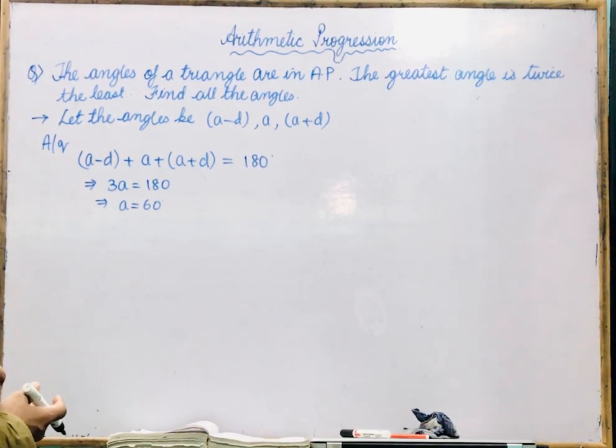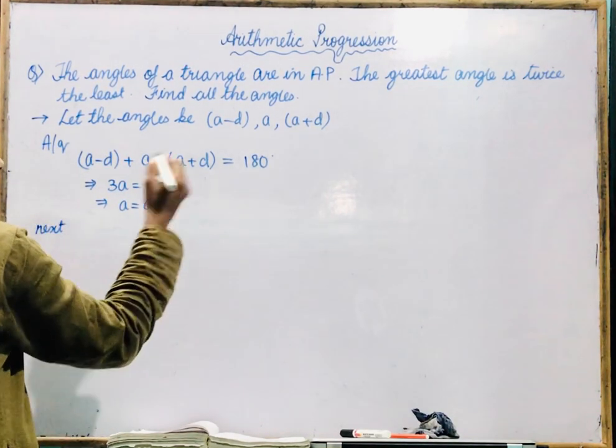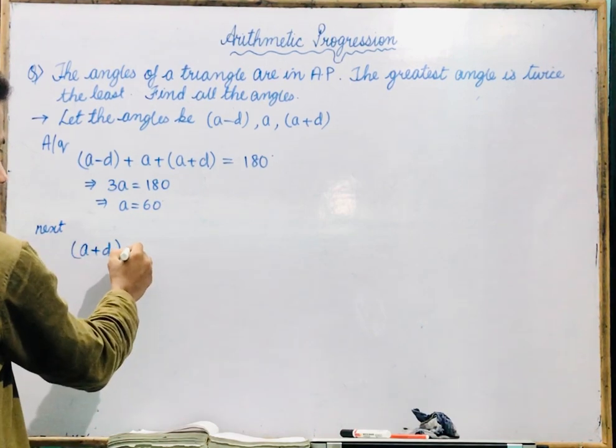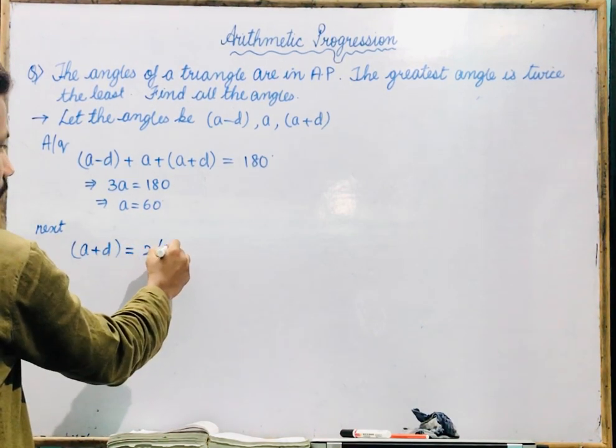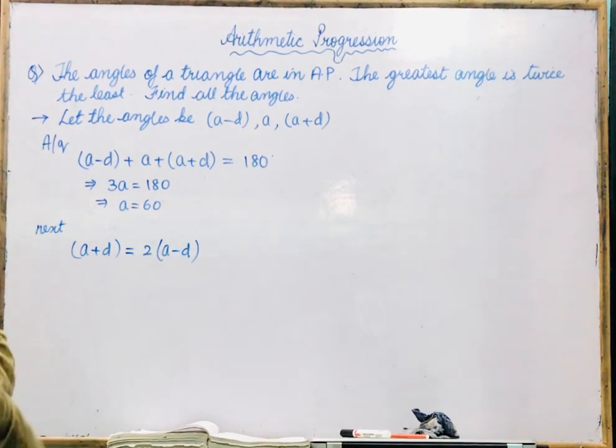Among A minus D, A plus D. Correct. Next, the greatest angle is twice the least. Have I written the correct equation?